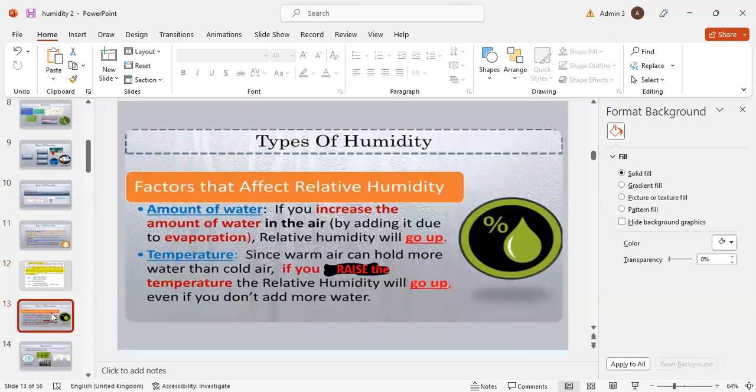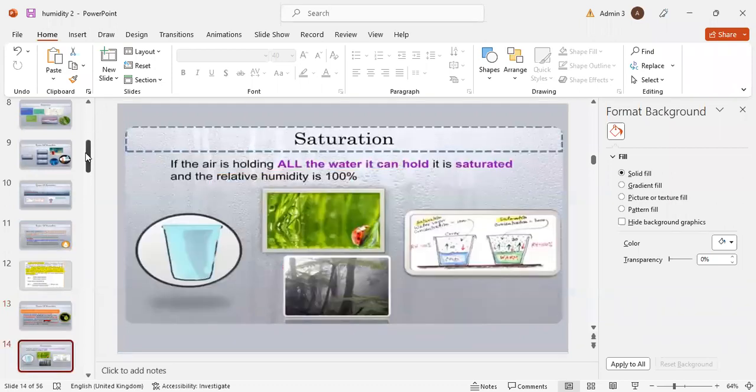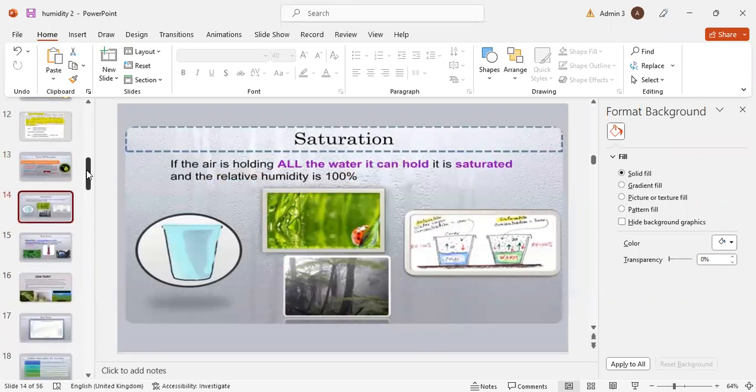Factors that affect relative humidity: amount of water. If you increase the amount of water in the air by adding it through evaporation, relative humidity will go up. Temperature. Since warm air can hold more water than cold air, if you raise the temperature, the relative humidity will go down even if you don't remove any water. Saturation. If air is holding all the water it can hold, it is saturated and relative humidity is 100%.